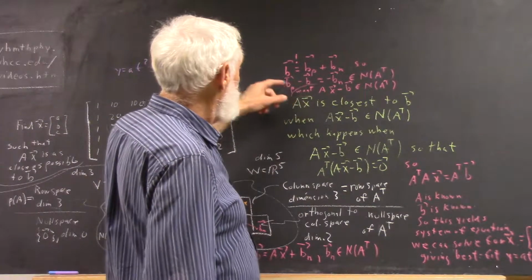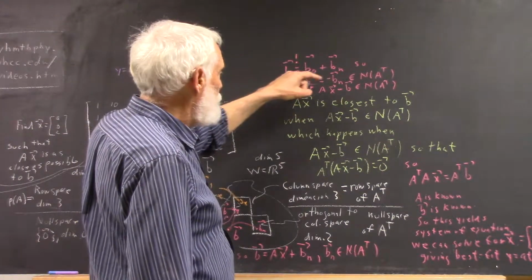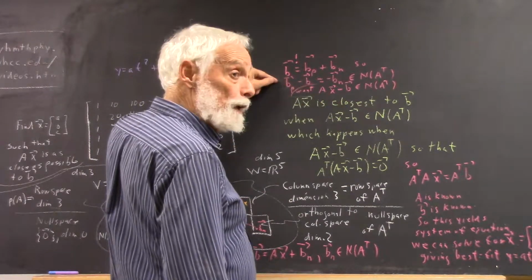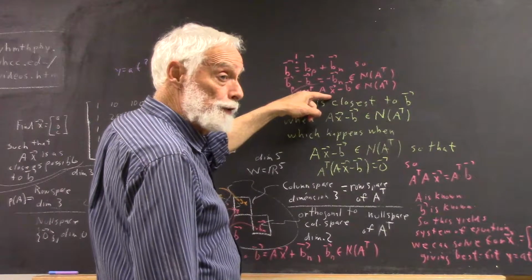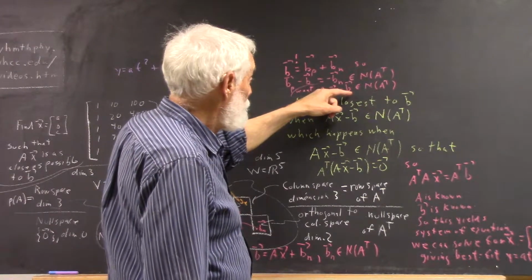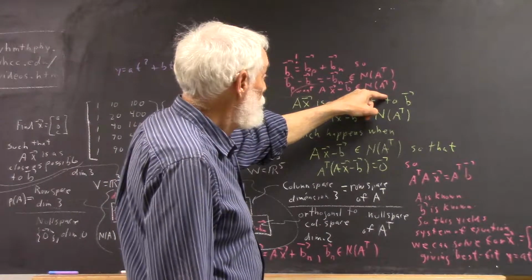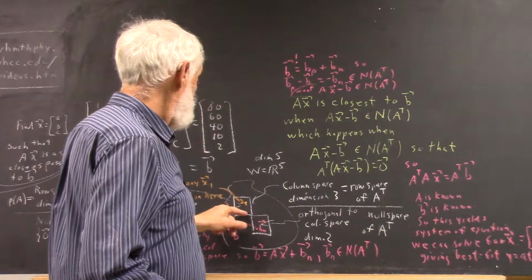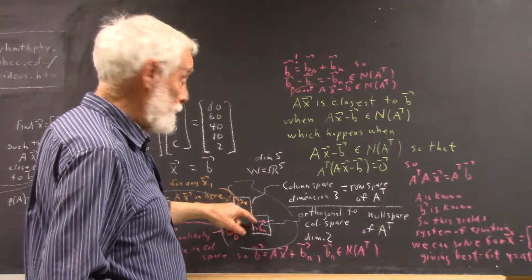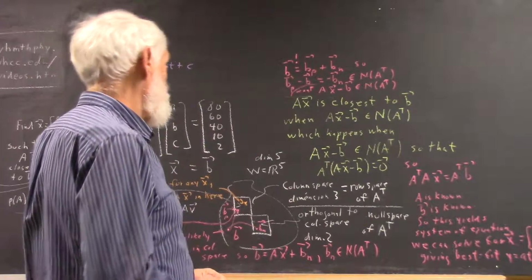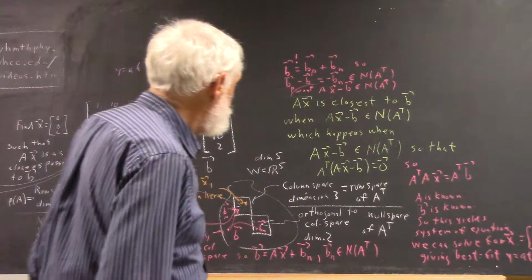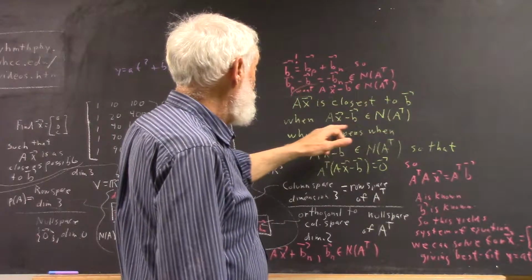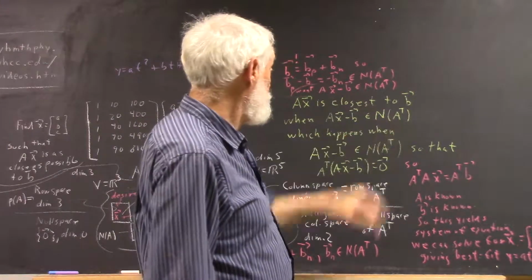So what we want then is, instead of B row minus B being in the null space, we want AX to be our B row. So our condition for the x that we want is that AX minus B be a member of the null space of A transpose, the space that's orthogonal to this one. I state this a little differently: I say AX is closest to B when AX minus B is in the null space of A transpose.